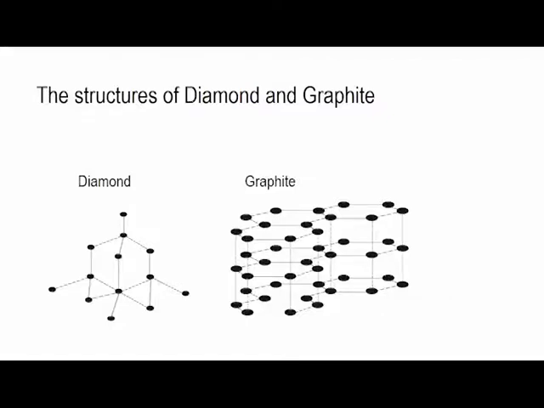Looking at the structure of graphite, as you can see on the diagram, there are 3 layers of graphite. The black dots still represent carbon atoms. In the graphite structure, each carbon atom is bonded to 3 other carbon atoms, meaning that there's 1 electron from each carbon atom which is free to move, and that's what makes graphite conduct electricity, unlike diamond.